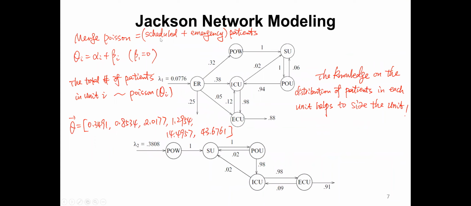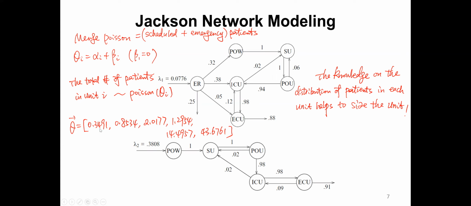Now, in this system, we have both scheduled patients and emergency patients. The merged Poisson process then gives us theta_I equals alpha_I plus beta_I. If you add two Poisson together, they're still Poisson. So the total number of patients in unit I is also Poisson distributed with theta_I. So we can calculate the expected number of patients in each unit, combining the scheduled and emergency patients. This is the expected number of patients in each unit.